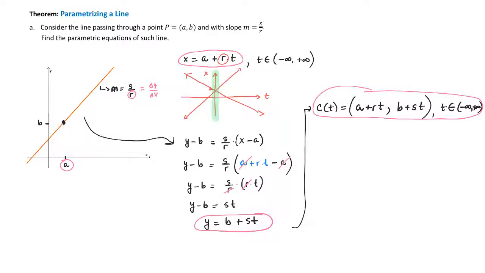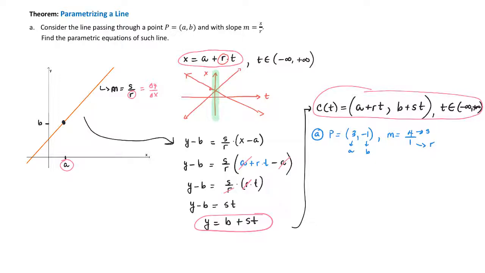If I now apply this theorem to part A of the example that we just did, it will look like this. In the example that we did, part A gave us a point, P equals (3, -1), and the slope was 4. I'm actually going to put 4 over 1. 4 is going to be s, and then 1 is going to be r, 3 is a, and negative 1 is b.